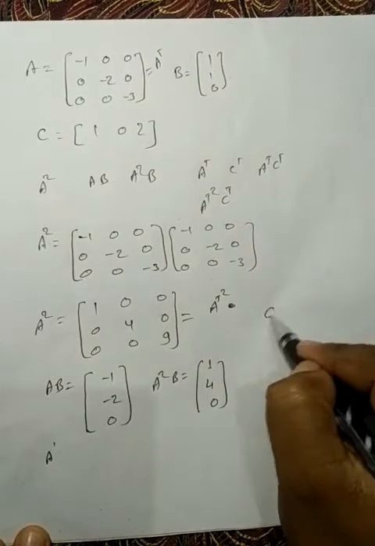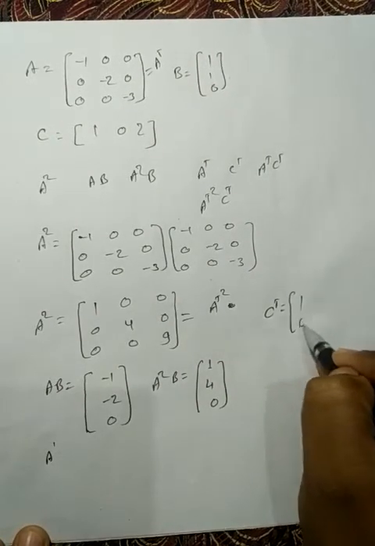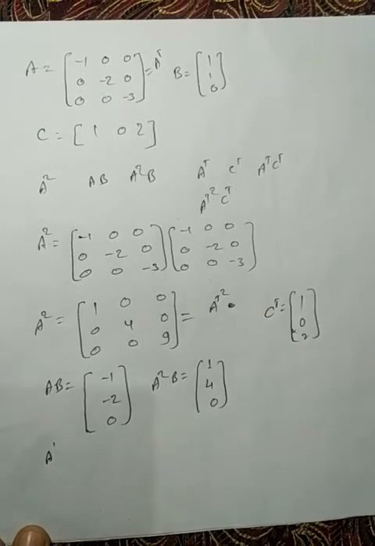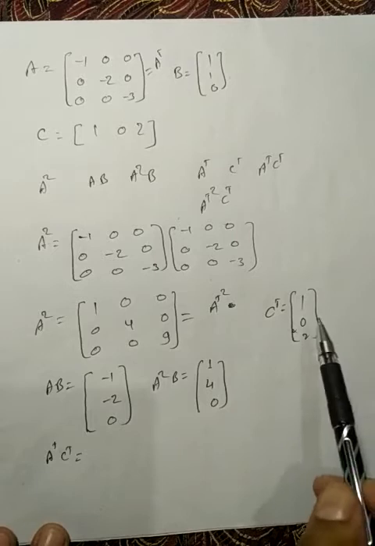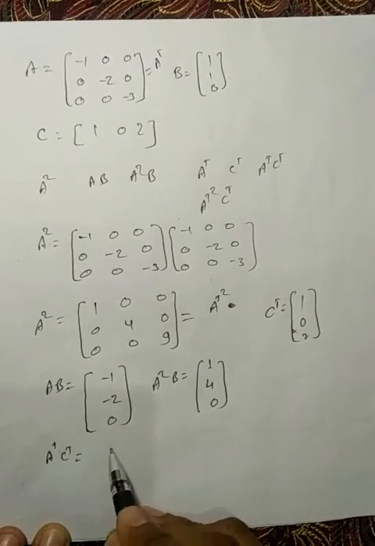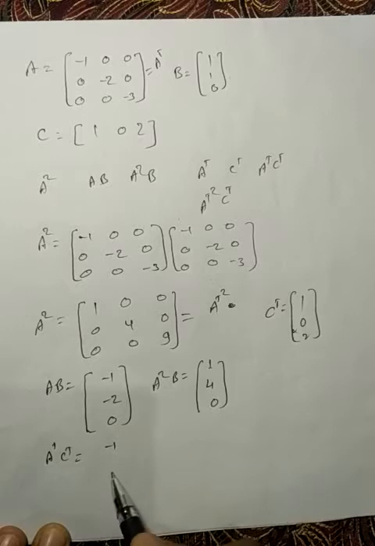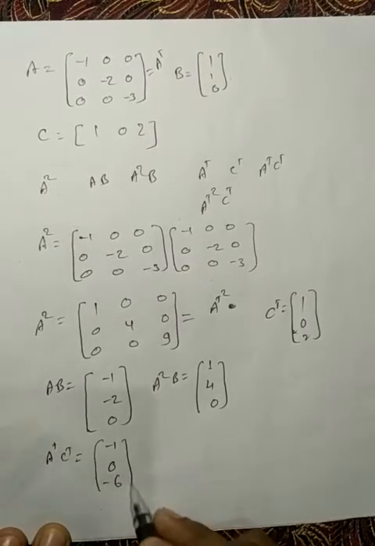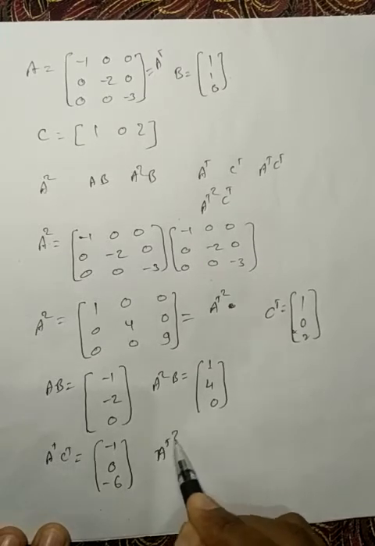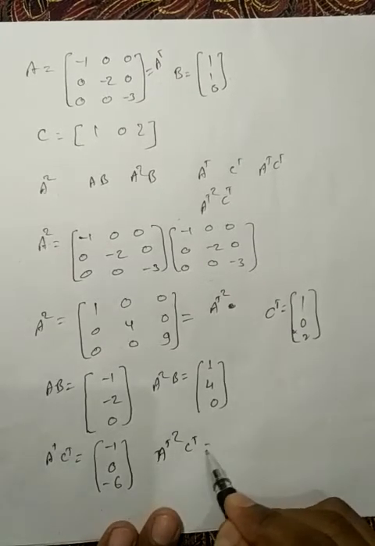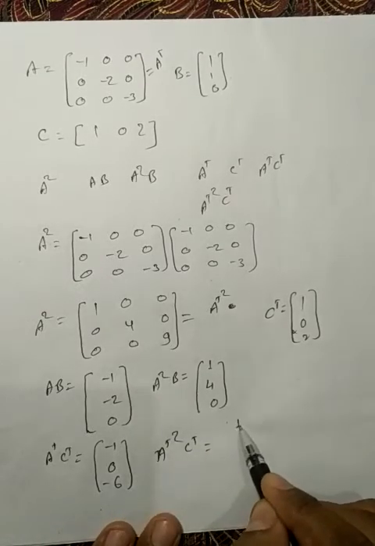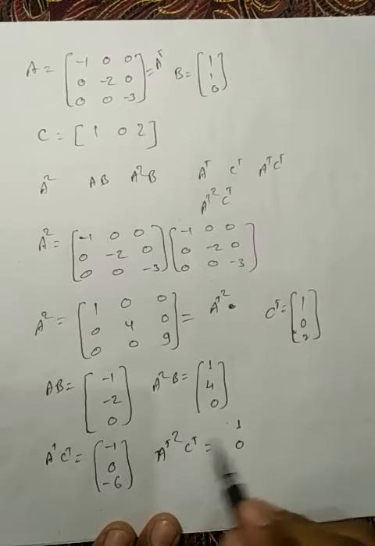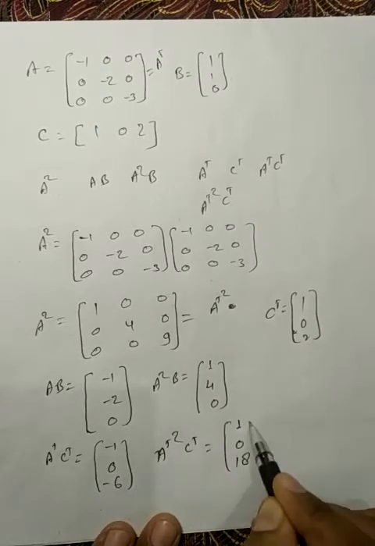In the C^T matrix we have 1 0 2. So A^T C^T will be -1 0 -6, and A^T squared C^T we have 1 0 18, right?